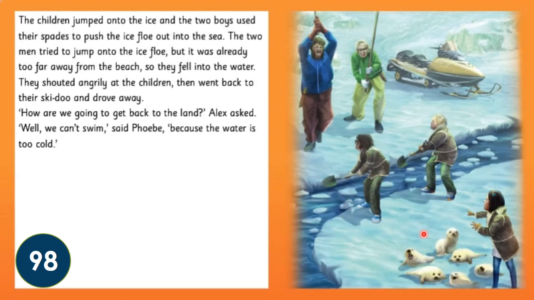Okay, so in this way they saved the seal pups, and the men were running. They wanted to jump onto the ice floe like the kids did, so they can take the seal pups, but it was already away from the beach and they couldn't jump far enough, so they fell into the water. Okay, and they got so angry at the kids, and they shouted angrily at them, and then they got out of the water and they went back to their skidoo and drove away.